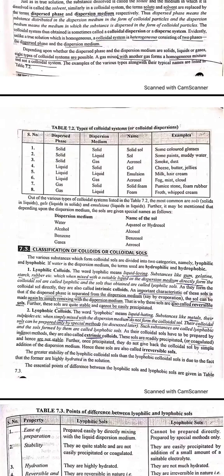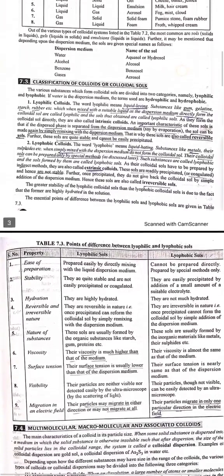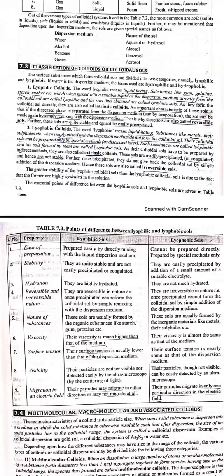Further, it may be mentioned that depending upon the dispersion medium, the sols are given special names as follows. If the dispersion medium is water, the name of the sol is aquasol or hydrosol. If the dispersion medium is alcohol, then the name of the sol is alcosol. If the dispersion medium is benzene, then the name of the sol is benzosol, and if the dispersion medium is gases, then the name of the sol is aerosol. Now our next topic, classification of colloids or colloidal sols.